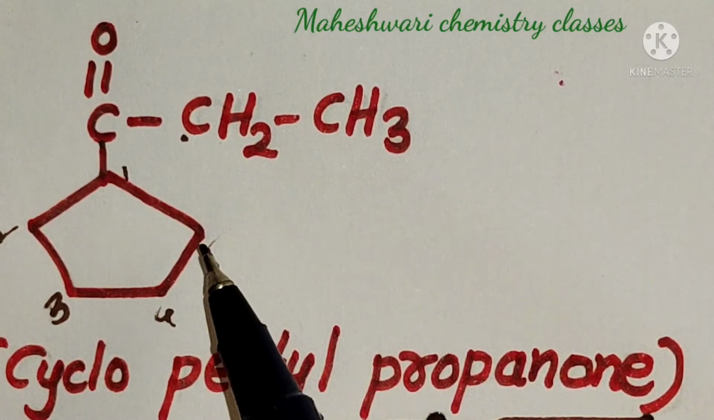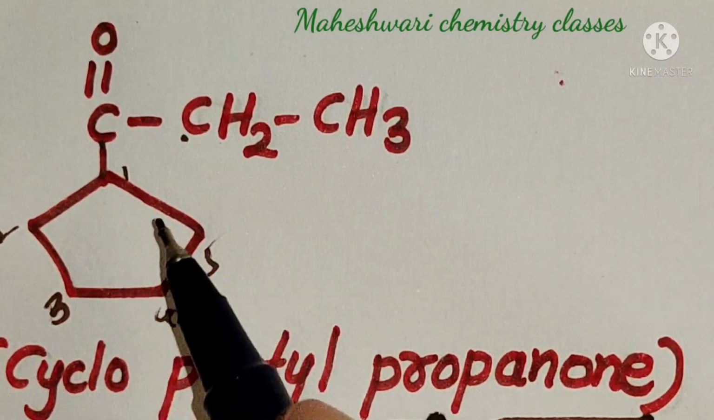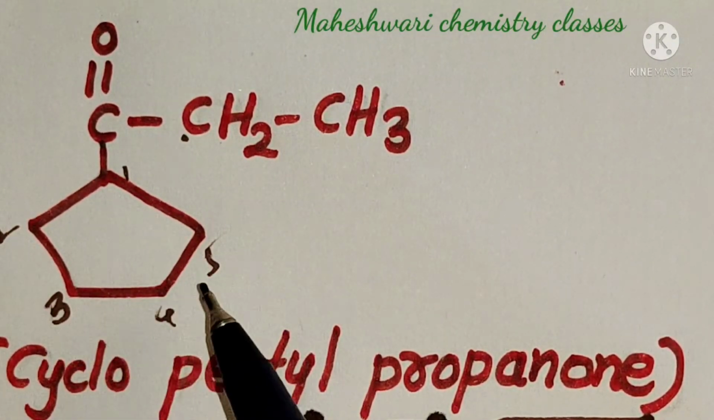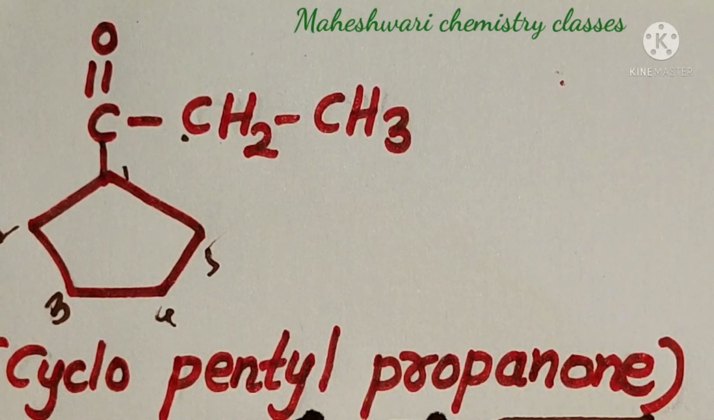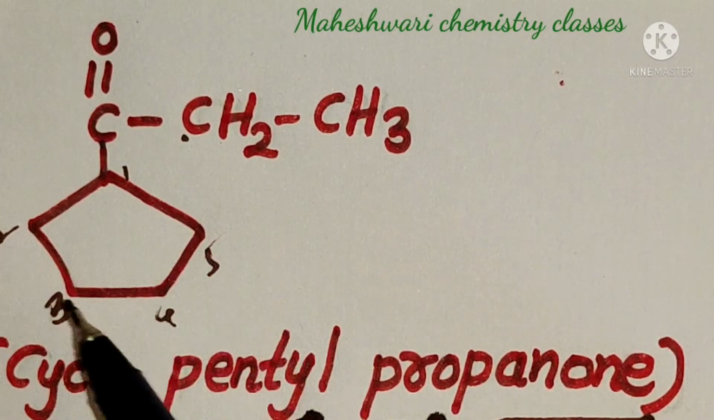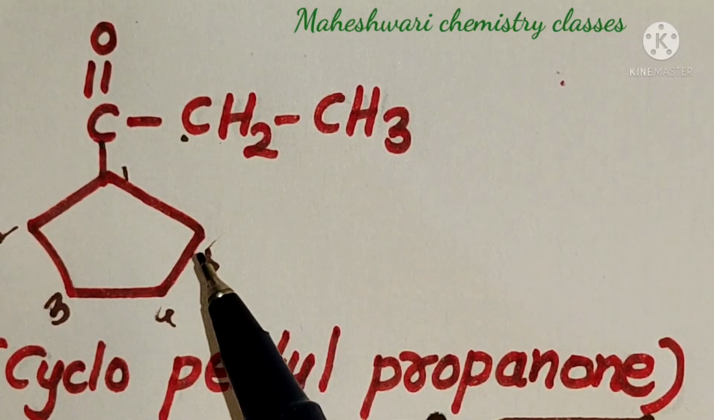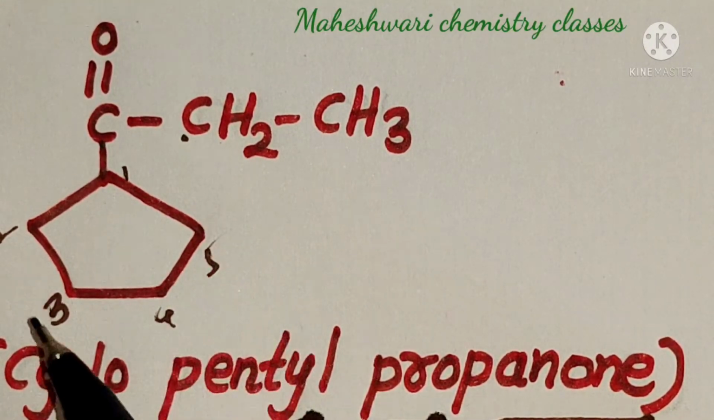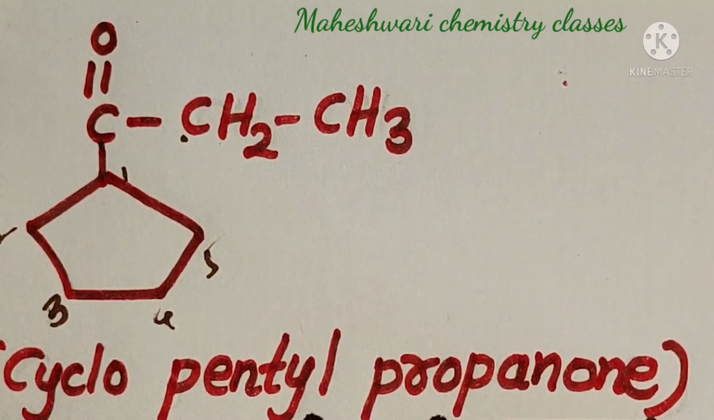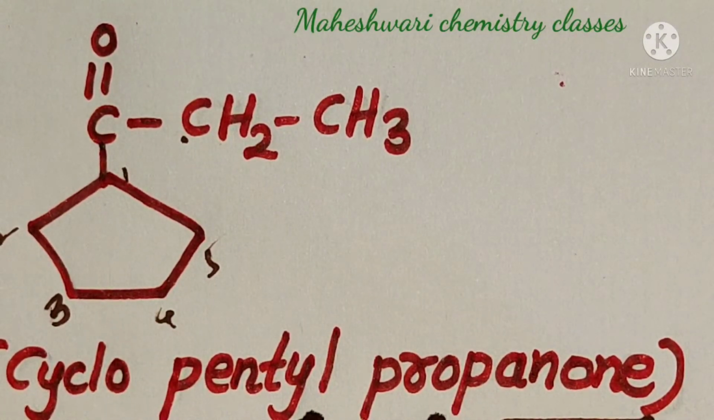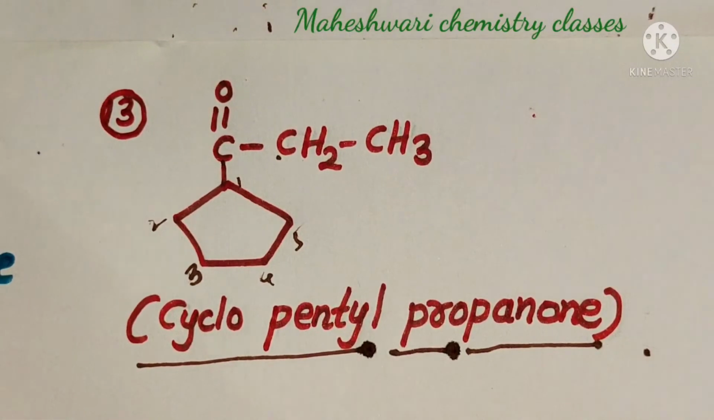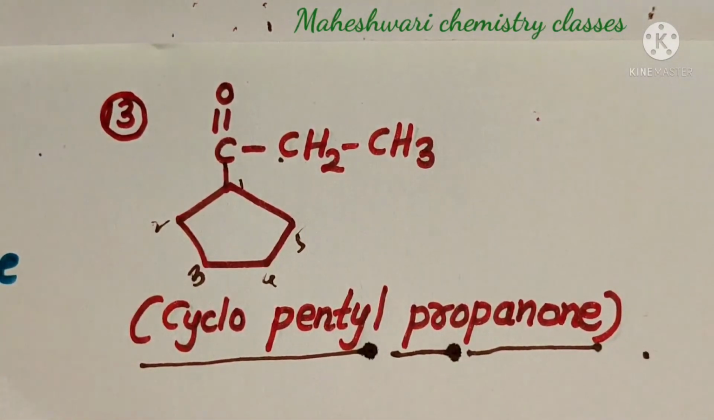Now the prefix: the cyclic group is there, and we have to consider the primary prefix. How many carbons are in this cyclic group? 5, nothing but cyclopentyl. Between these carbons there are no double bonds, so it is an alkane; one hydrogen is lost, so it is alkyl, but in cyclic form, nothing but cyclopentyl. So what is the name of this compound? Cyclopentyl propanone.